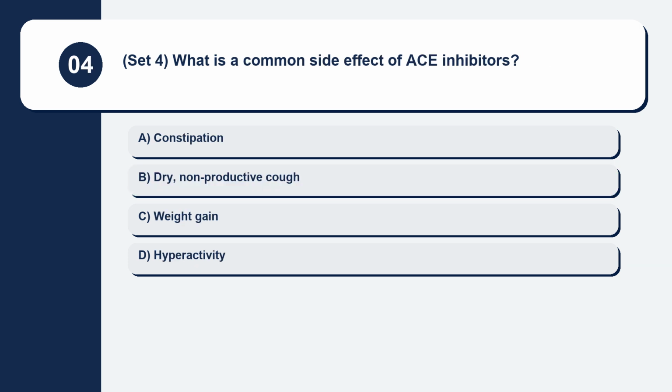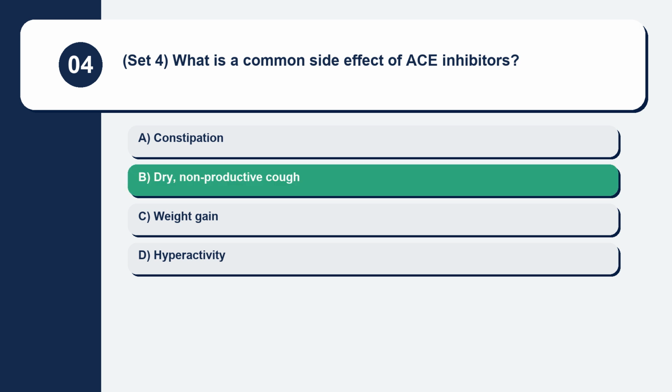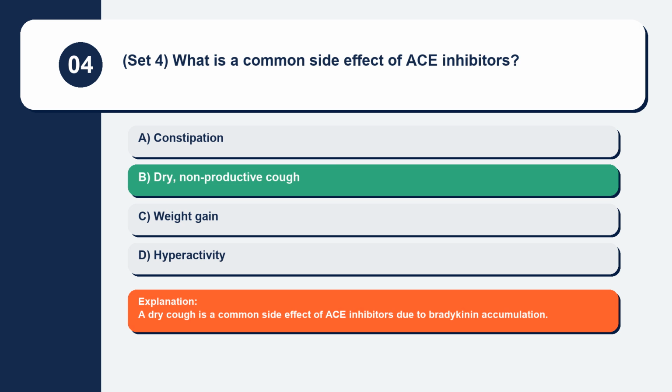Question 4. Set 4. What is a common side effect of ACE inhibitors? Constipation, dry, non-productive cough, weight gain, hyperactivity. A dry cough is a common side effect of ACE inhibitors due to bradykinin accumulation.